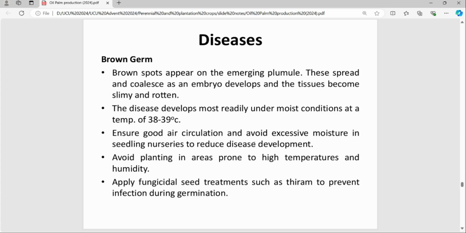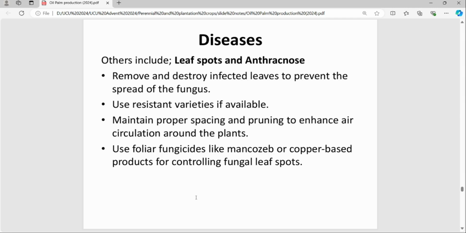You ensure good air circulation and avoid excess moisture within the nurseries. Avoid planting in areas prone to high temperatures and humidity. Then apply fungicidal seed treatments such as Thuram to prevent infection during germination. So this disease is basically more notorious in the nurseries.